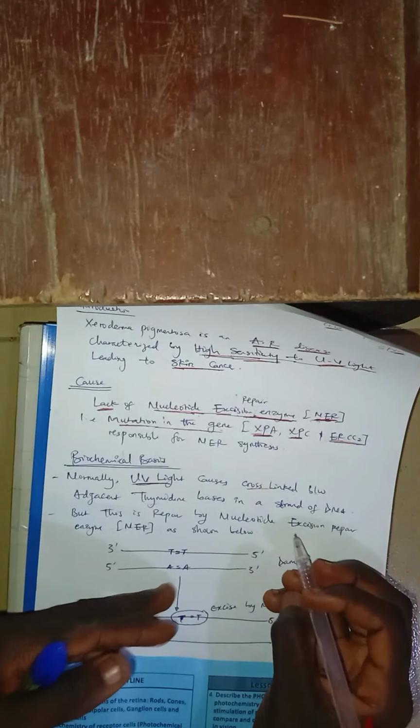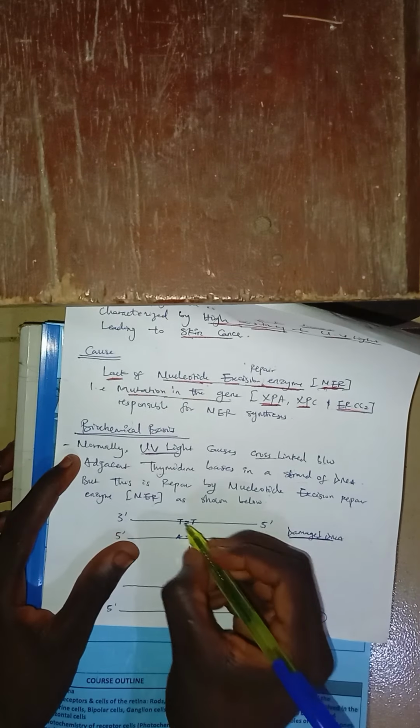There will be cross-links between adjacent thymine bases in a particular strand of DNA. But this is repaired by what? Nucleotide excision repair enzyme, NER. I get my point, as shown below.